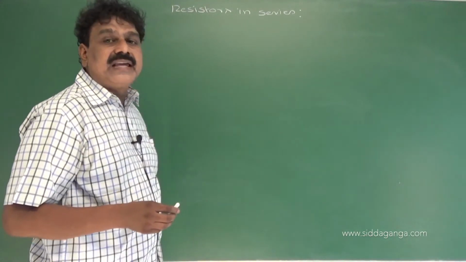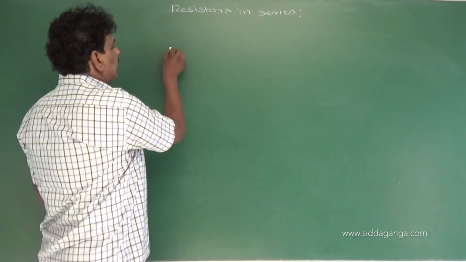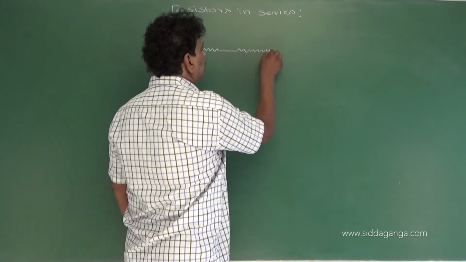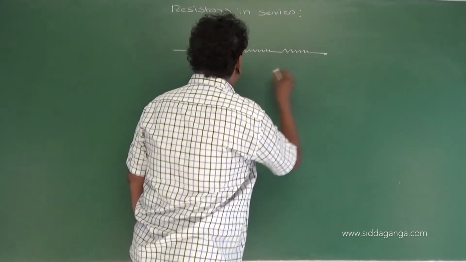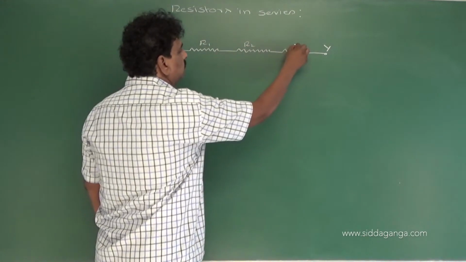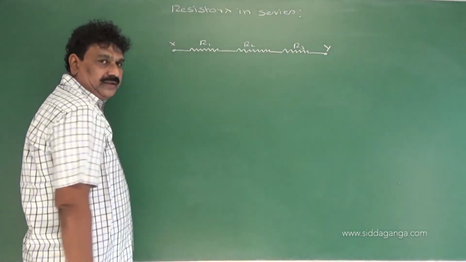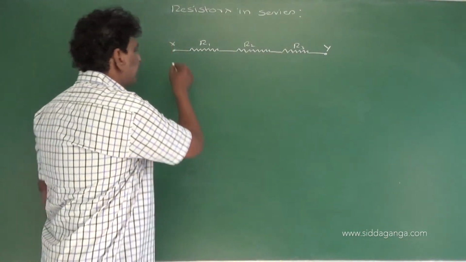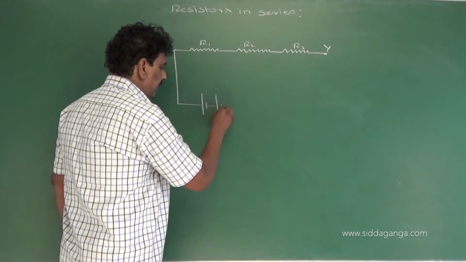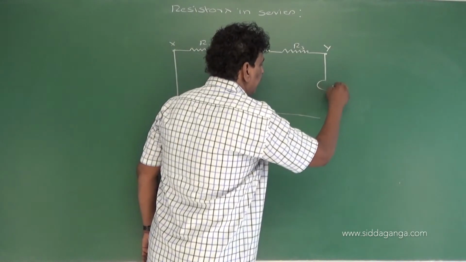Now, let us consider three resistances of different values, R1, R2 and R3, connected in series. Like this. So three resistors of different values, R1, R2 and R3 are connected in series. Now let the combination, that means the two ends X and Y, be connected to a battery, a key and an ammeter.